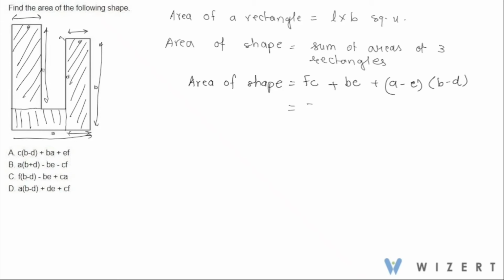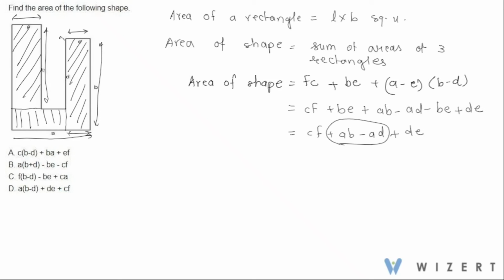So let's see, CF plus BE plus multiplication of these two brackets. So A multiplied by B, A multiplied by D will be AB minus AD, and E multiplied by B, E multiplied by D will be minus BE plus DE. So this plus BE minus BE get cancelled out and we are left with CF plus AB minus AD plus DE.